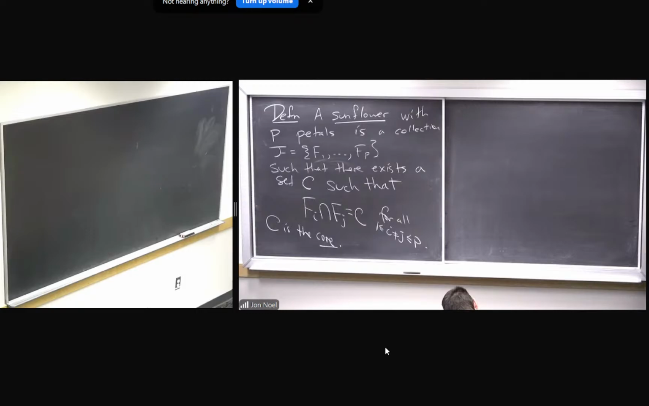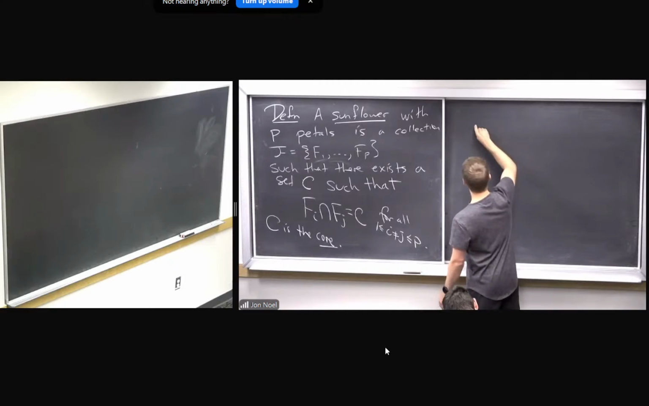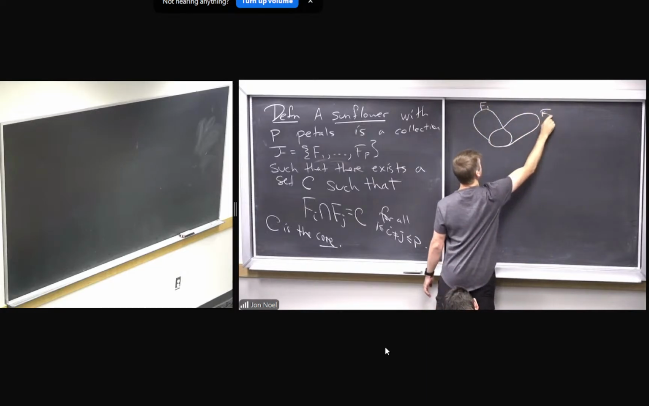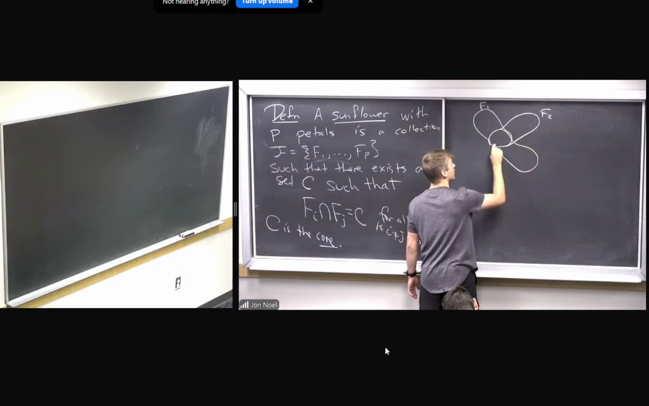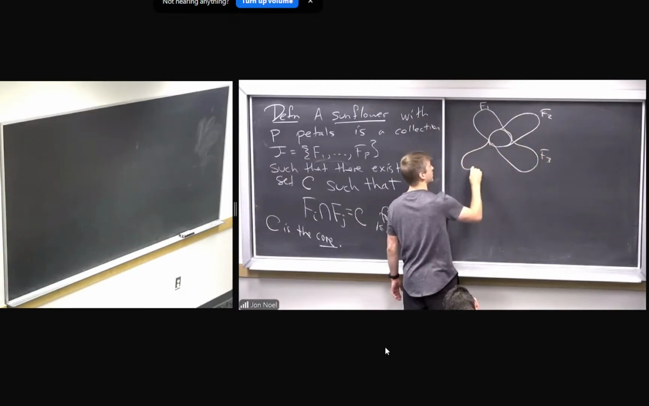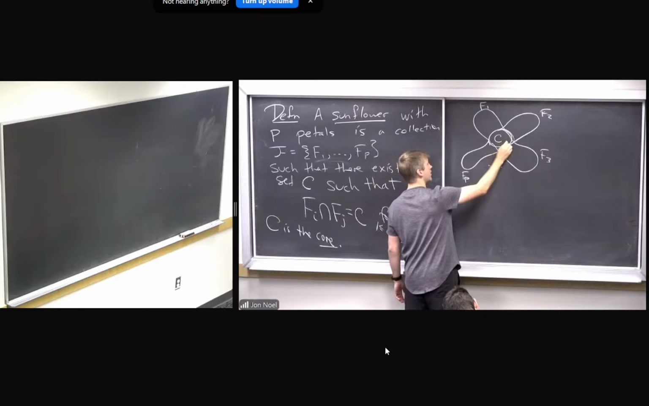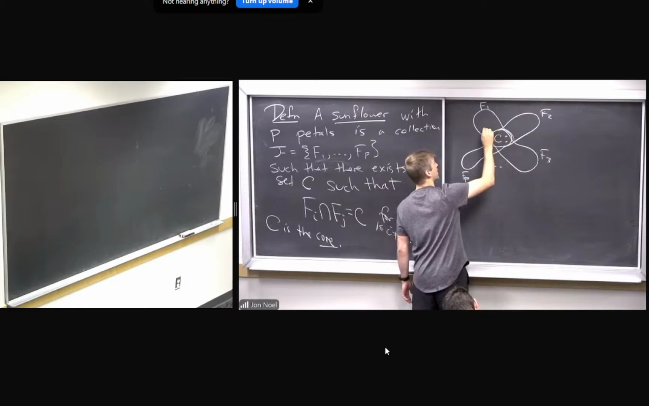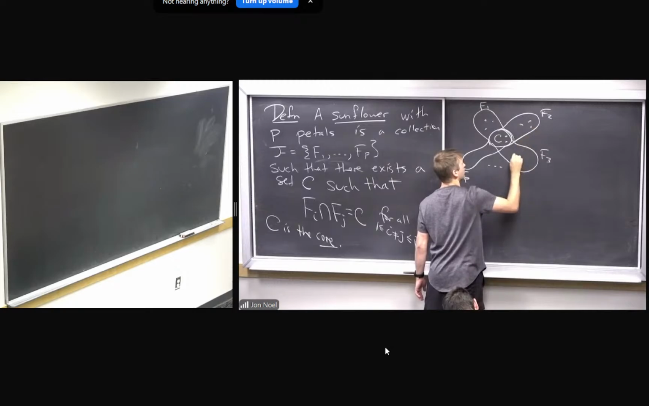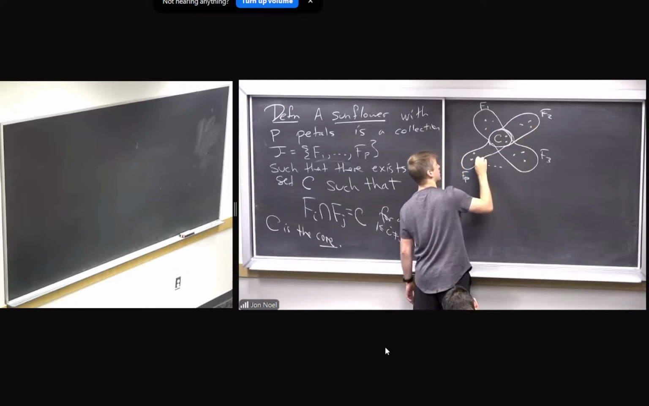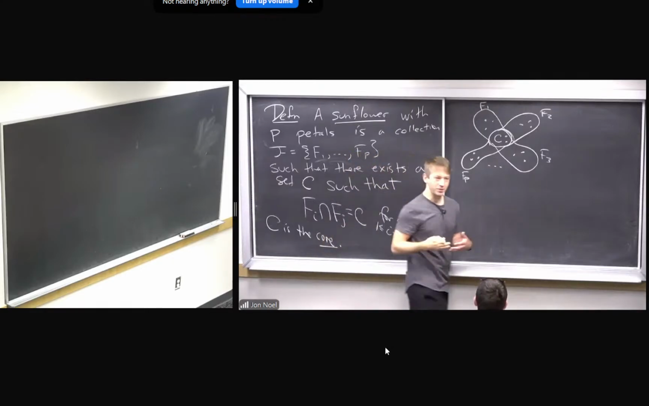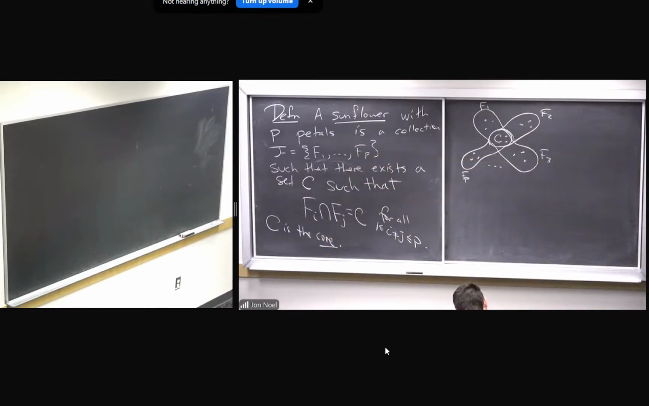The reason we call this a sunflower becomes clear if you try to draw a picture, right? Kind of the way this looks is something like this. You've got a bunch of sets, F1, F2, F3 up to Fp, and this is like the core. And every two sets in the collection intersect in the same place. They intersect on the core.